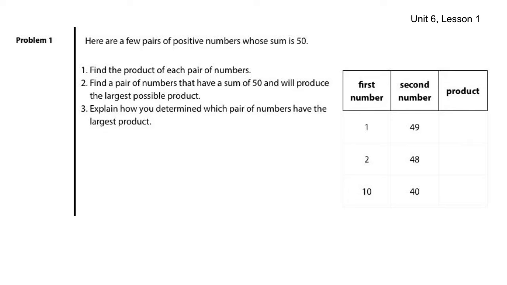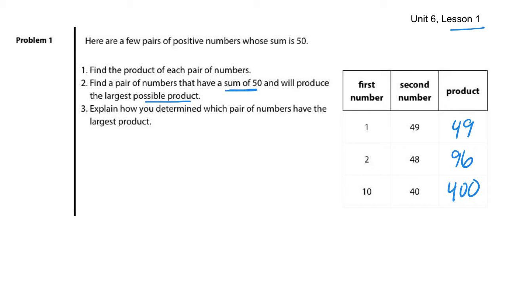Number one, this is from lesson one, by the way. Filling out your table here, the product, we'd have 49, 96, and 400. Now find a pair of numbers that have a sum of 50 and will produce the largest possible product.